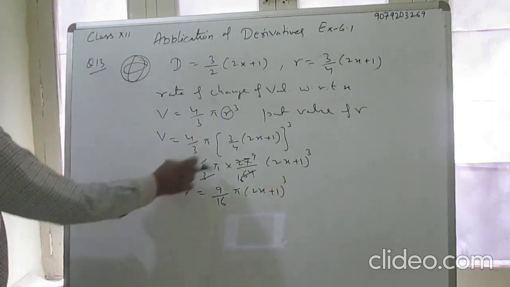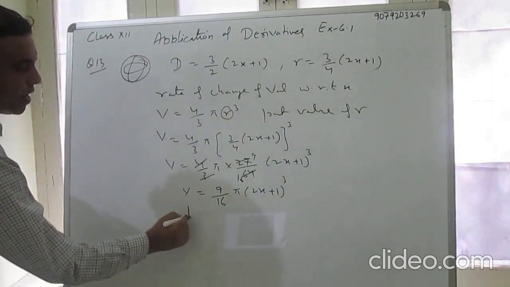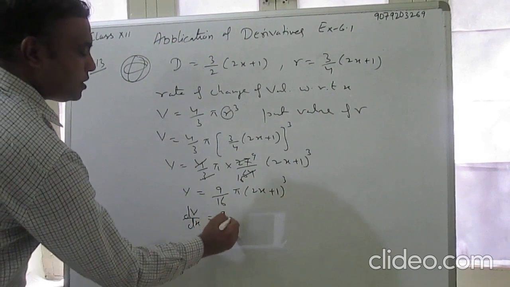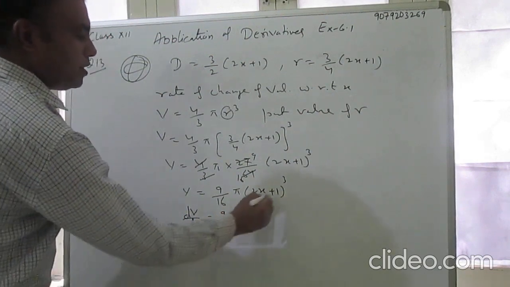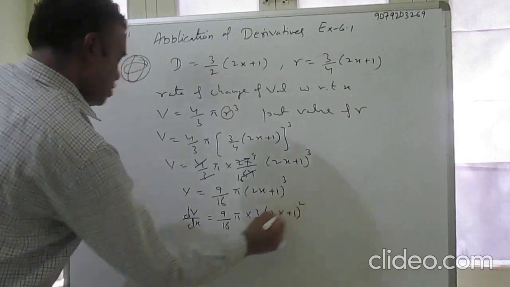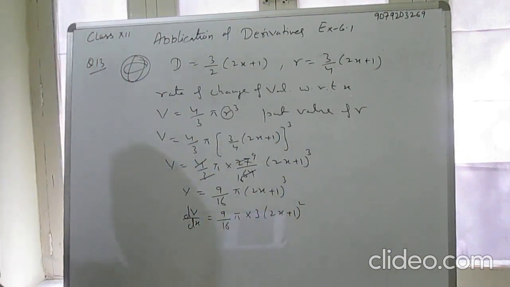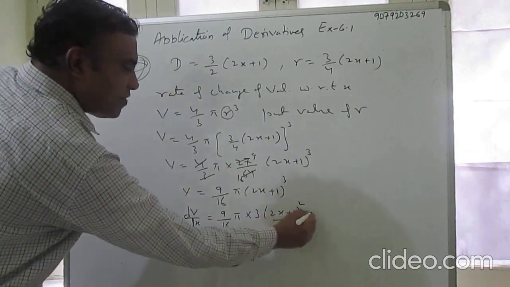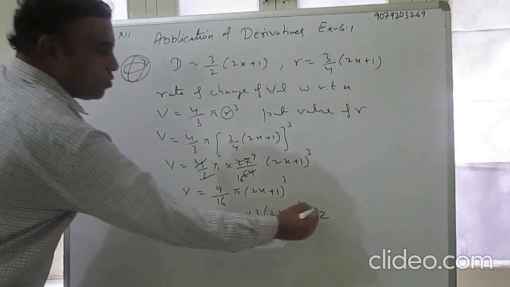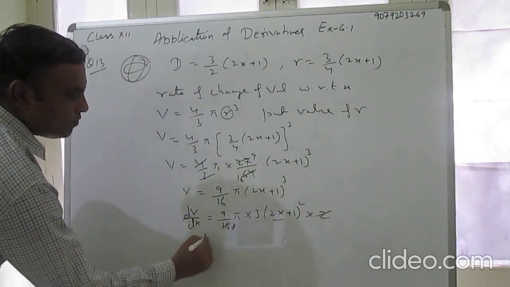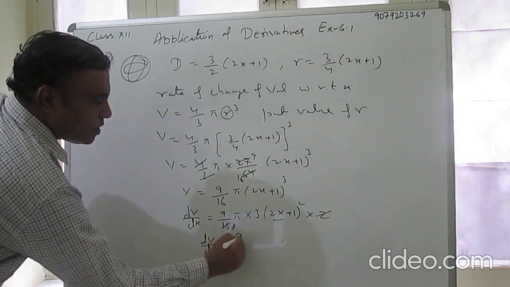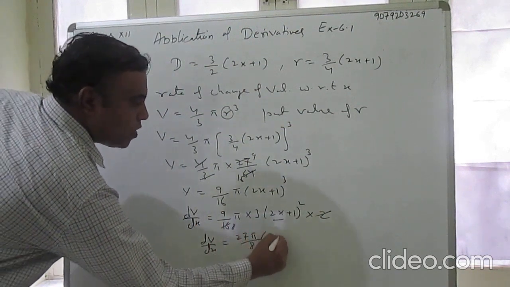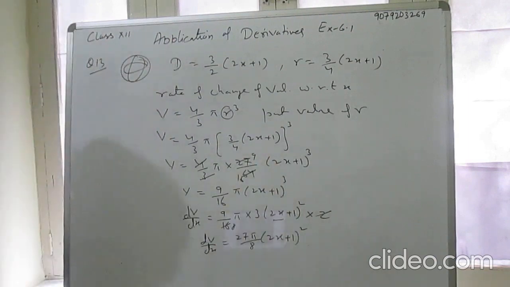Now rate of change of volume with respect to x. Now you calculate dv by dx. You will get 9 upon 16 pi, which is constant, into 3 (2x plus 1) whole square. So 9 3s are 27, and then the derivative of 2x is 2, function of function into 2. So this will cut. So dv by dx is equal to 27 pi upon 8 (2x plus 1) whole square.